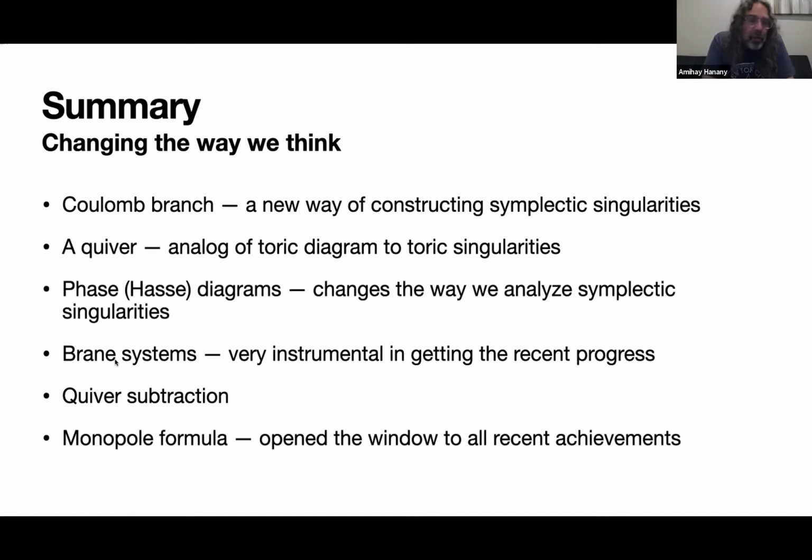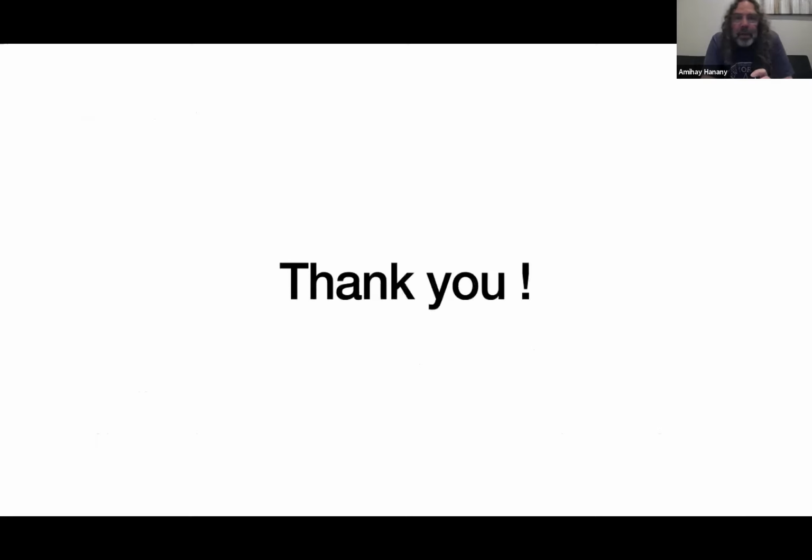I didn't talk about brane systems, but really, when we look at the details, all of the progress that we got was essential. It was really a very important tool to use brane systems. For example, the quiver subtraction was derived from there. And finally, the monopole formula was the trigger which opened the window to all of the recent achievements. And I'm done. Thank you.